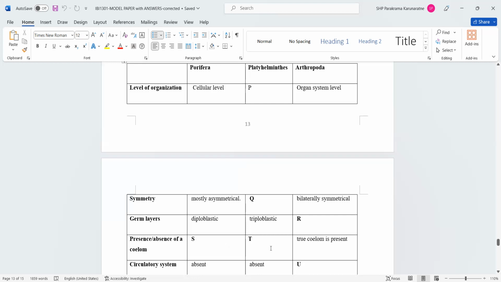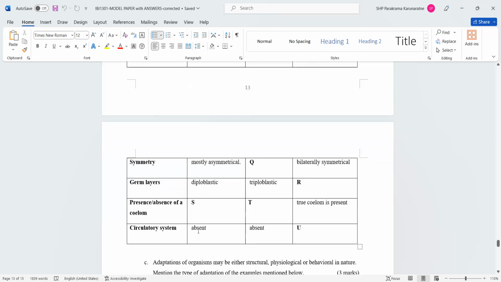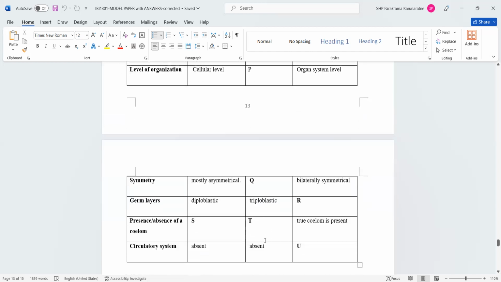Coelom you find in Annelida, because the nematode you get pseudocoelom. Coelom you can find in Annelida and above Annelida, Mollusca, Echinodermata you can find. Circulatory system absent in Porifera, absent in Platyhelminthes. From Nematoda onward, sorry, Annelida onward you can see.